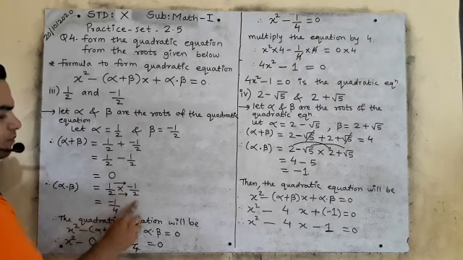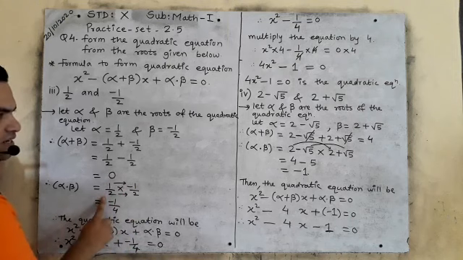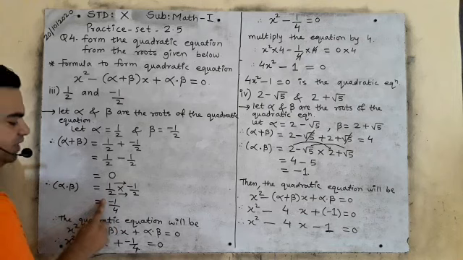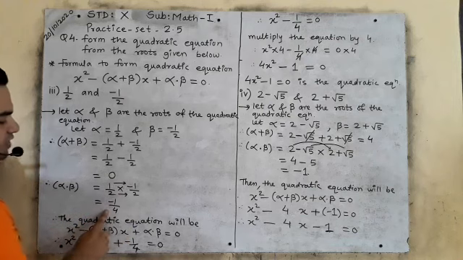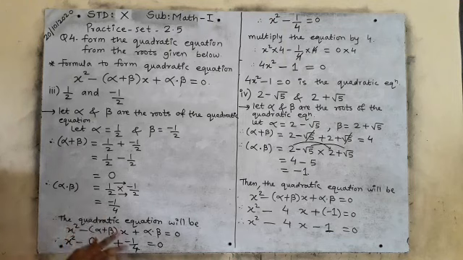Now alpha into beta means 1 upon 2 multiplied by minus 1 upon 2. Numerator will multiply with numerator, denominator will multiply with denominator. Upper with upper, lower with lower. 1 multiplied by minus 1 is minus 1. 2 multiplied by 2 is 4. So alpha into beta equals minus 1 upon 4. Clear?